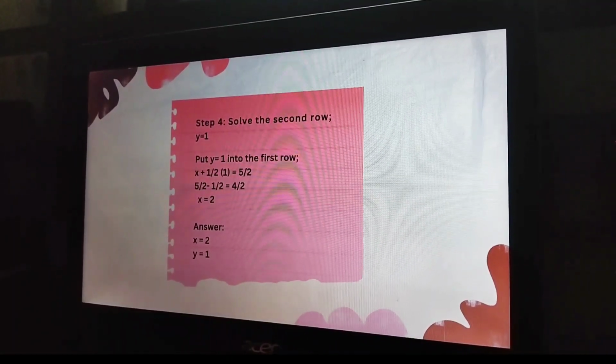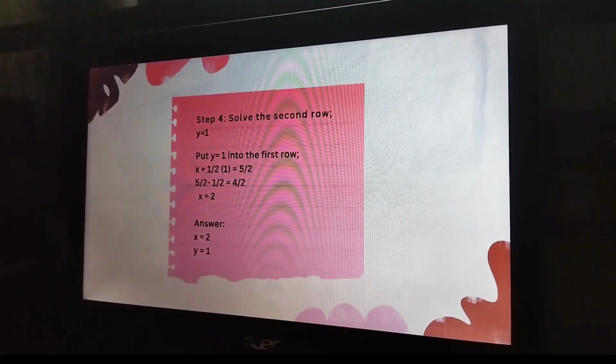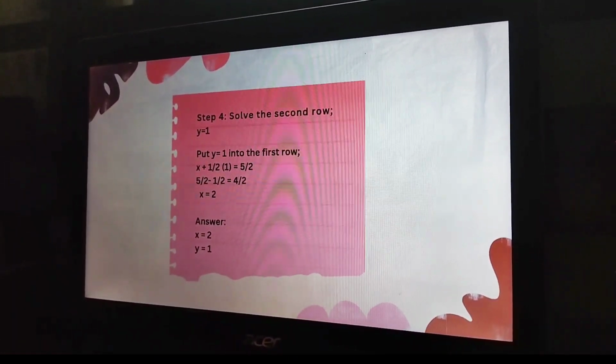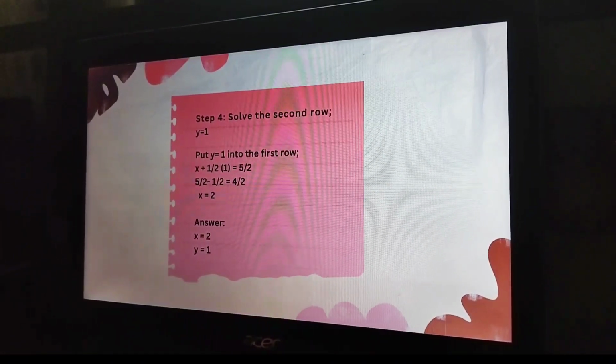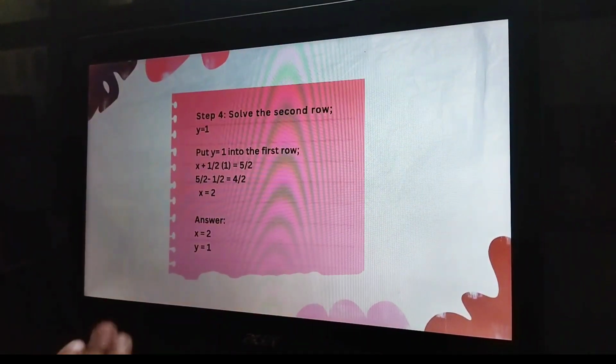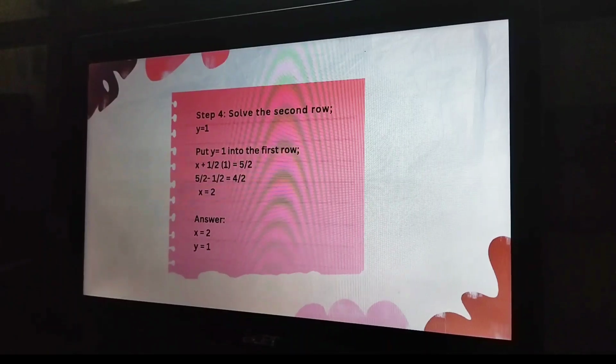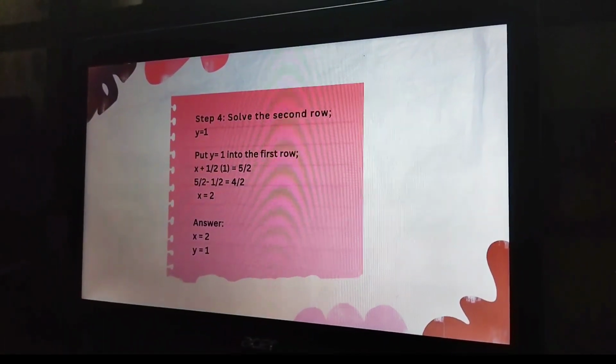So, divide 4 by 2, and x will become 2. And the answer is x is equal to 2 and y is equal to 1.